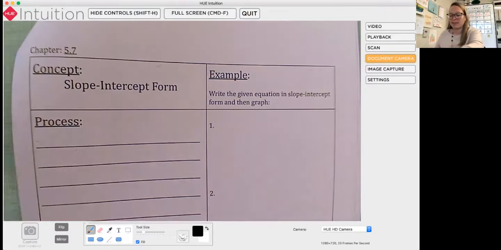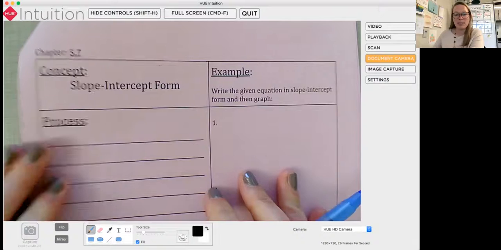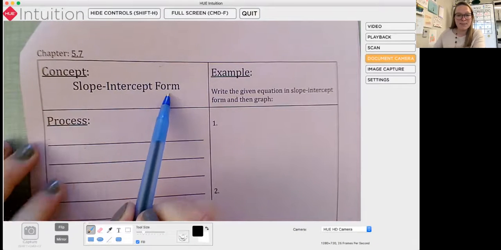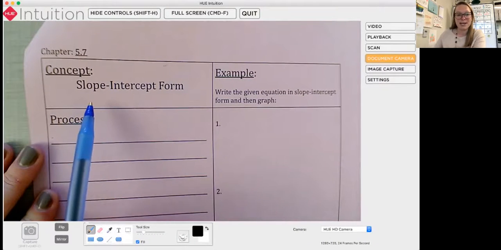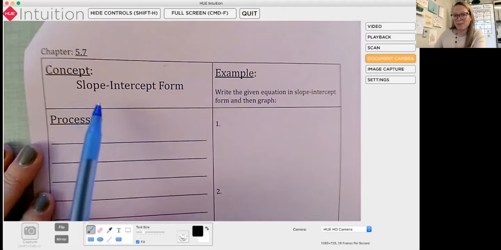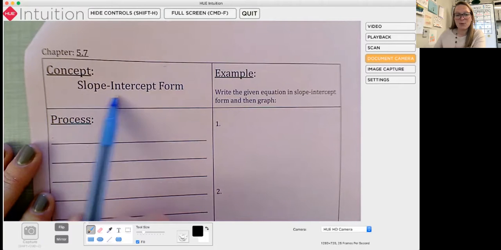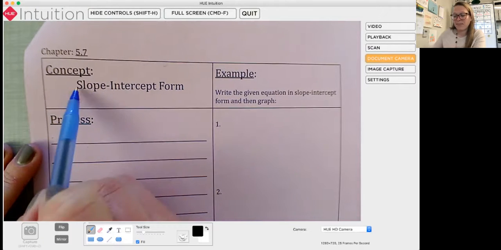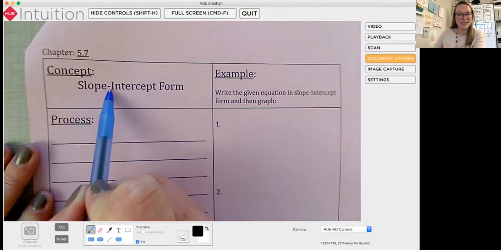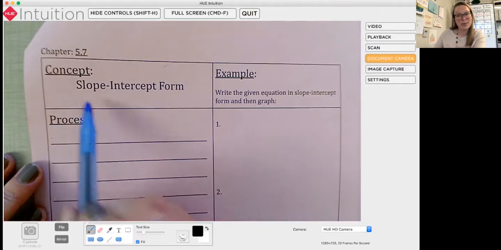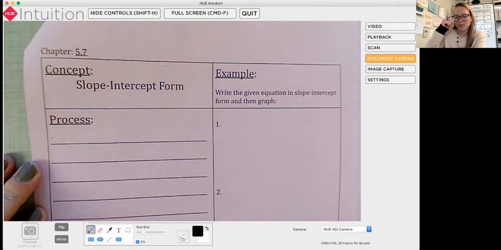We're going to be doing 5.7 today. Today, we're going to be talking about slope-intercept form. This is one of those things in math where mathematicians actually tried to make something helpful, where this form of an equation of a line will give you the slope and it will give you the y-intercept of the line. So it's actually here to help you and give you some information.